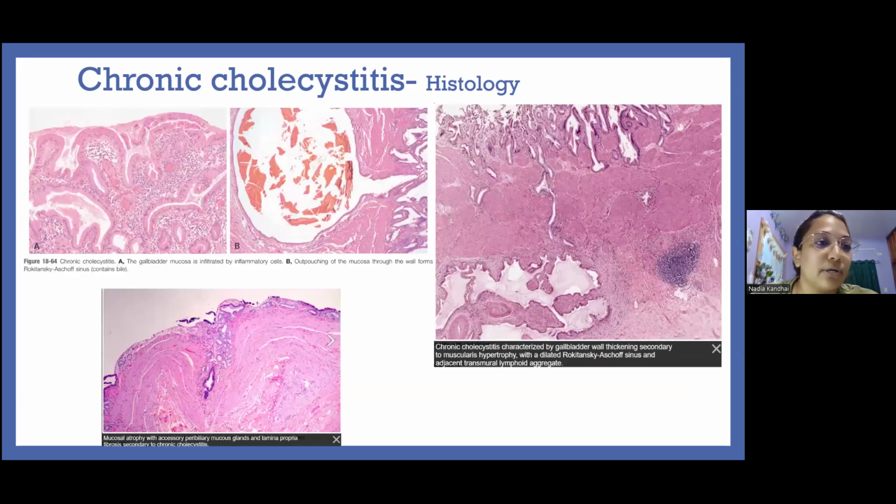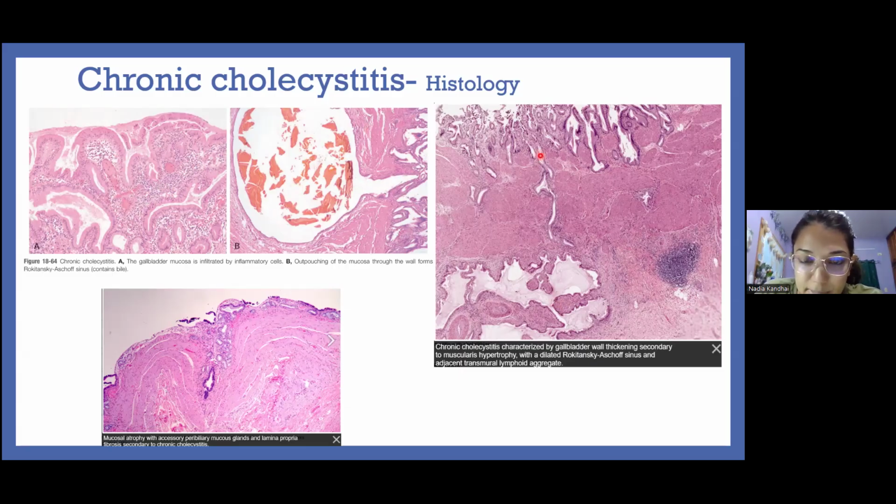Right, so on the left, we could see the mucosa of the gallbladder with many inflammatory cells distributed within the lamina propria. Then next, we could see that mucosal folds basically usually stop at the lamina propria, but in this area, the mucosal folds extend into the muscularis propria, forming pseudodiverticulae, and this is what we call the Rokitansky-Aschoff sinus, which is filled with bile.